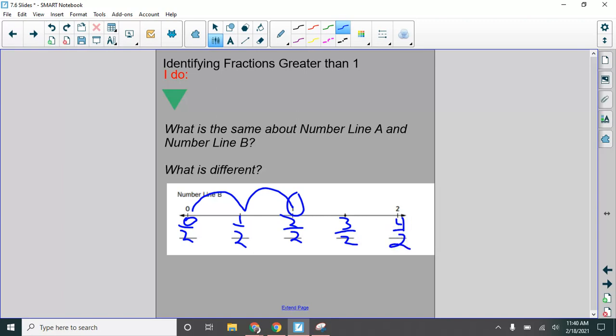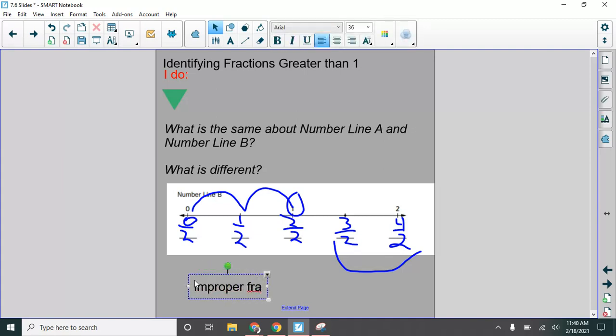Now, what I'll tell you about these fractions, they look weird, don't they? They have the bigger number on the top. They're called improper fractions. Now, if you remember, we've talked a lot about prefixes and suffixes, haven't we? Improper fractions, im means not, right? Like if you're impatient, it means you're not patient. Improper means not proper. So they're flipped around. They look upside down, but they mean more than 1. 3 halves is more than 1. 4 halves is more than 1.